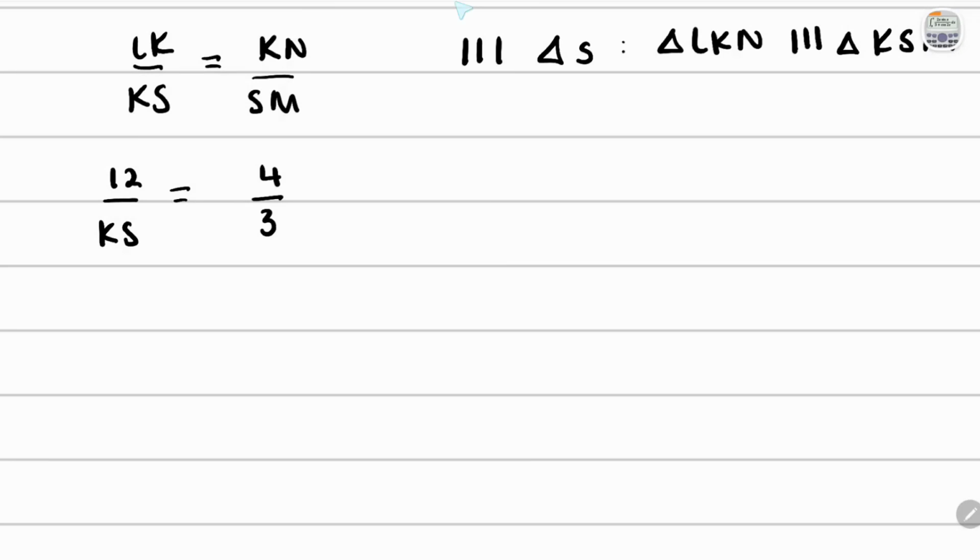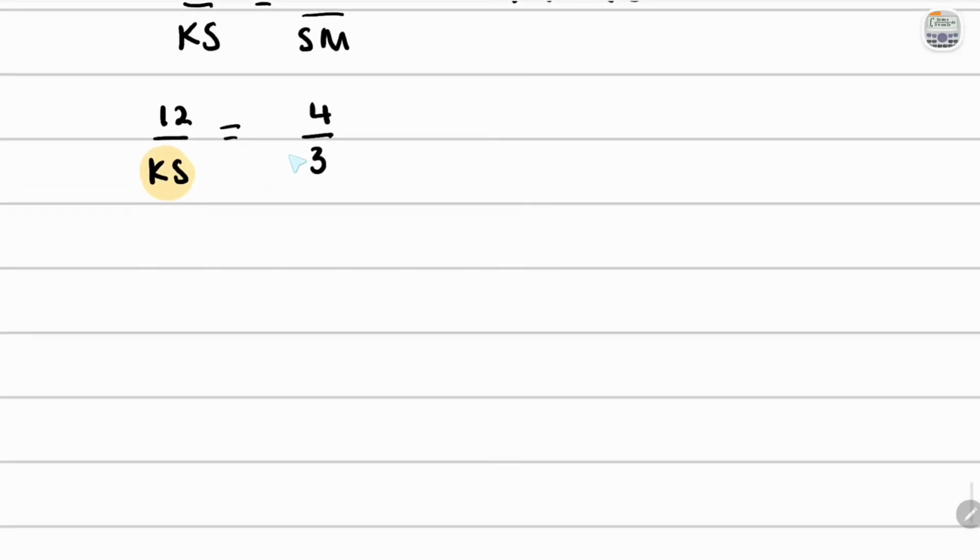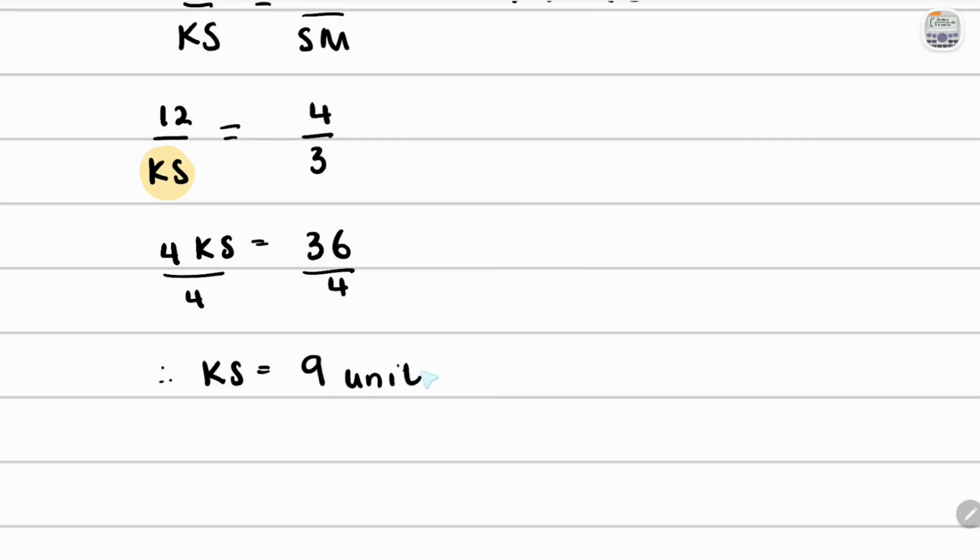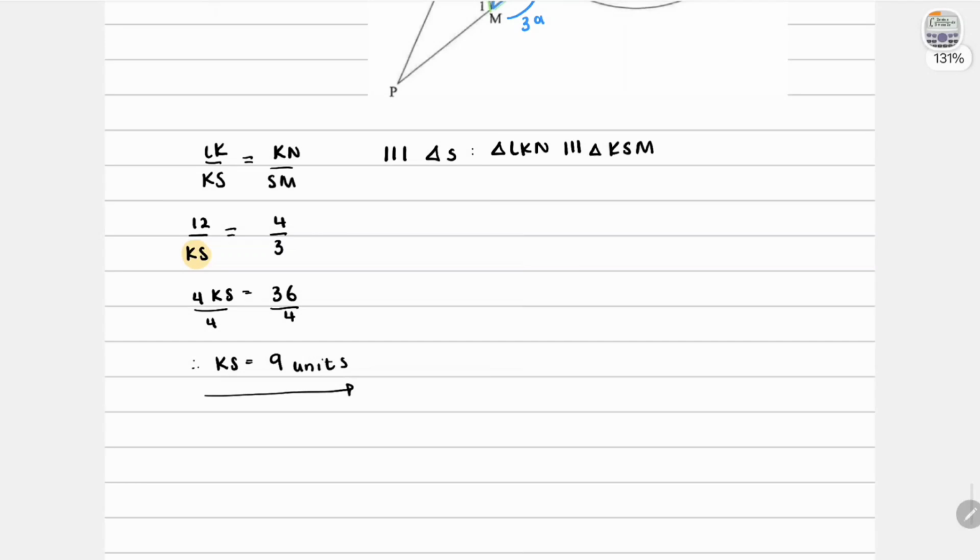And then you see that in order to solve for KS, we can start by cross multiplying. So that's going to be 4 KS is equal to 12 times 3, which is 36. And then divide both hand sides by 4. Therefore, KS is equal to 36 divided by 4, which is 9. So that's 9 units, and that is the length of KS.